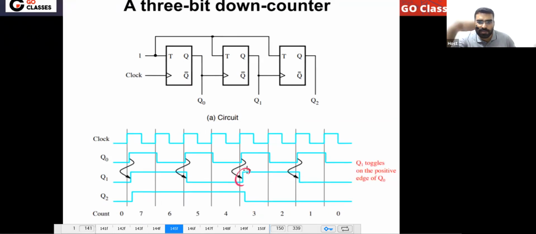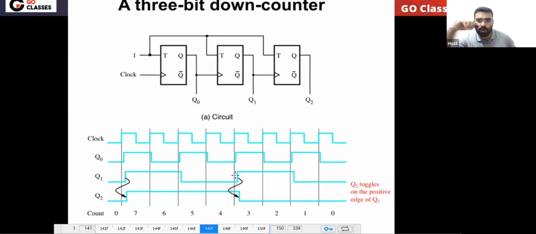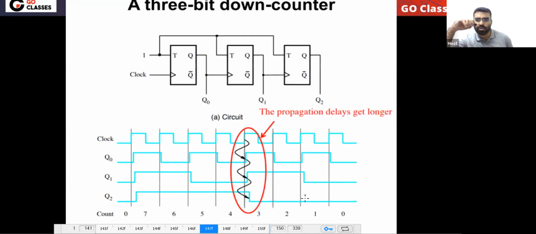Now the propagation delay has become double T. Can you notice the propagation delay has become double T? Now the propagation delay has become triple T. So can you notice propagation delay gets longer? See this. These are very nice slides, yes or no?